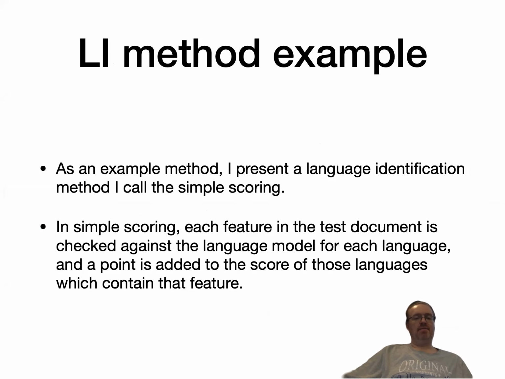As a method example, I present a language identification method called simple scoring. In simple scoring, each feature in the test document is checked against the language model for each language, and a point is added to the score of those languages which contain that feature.